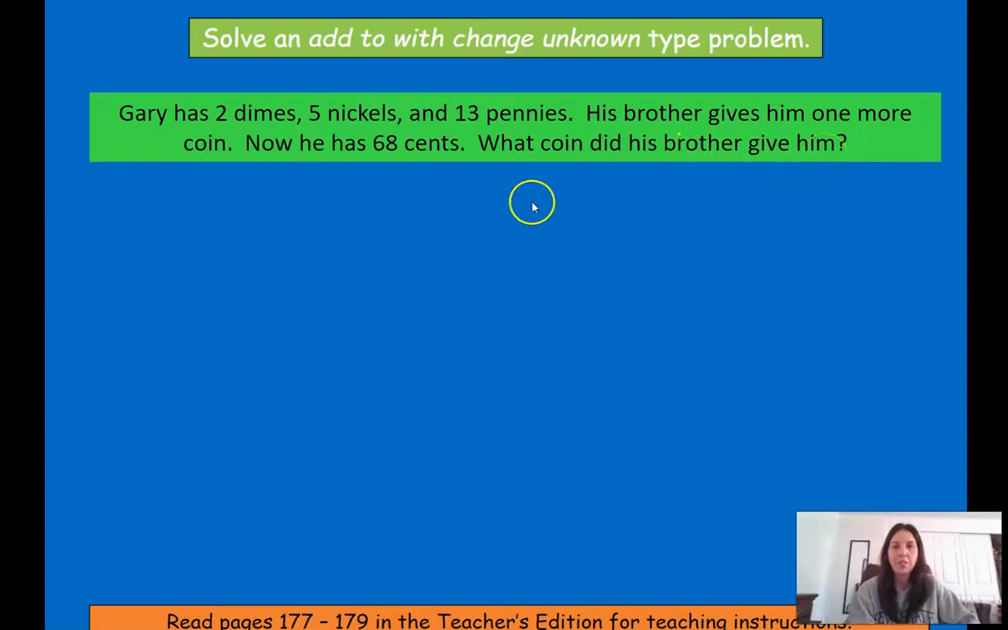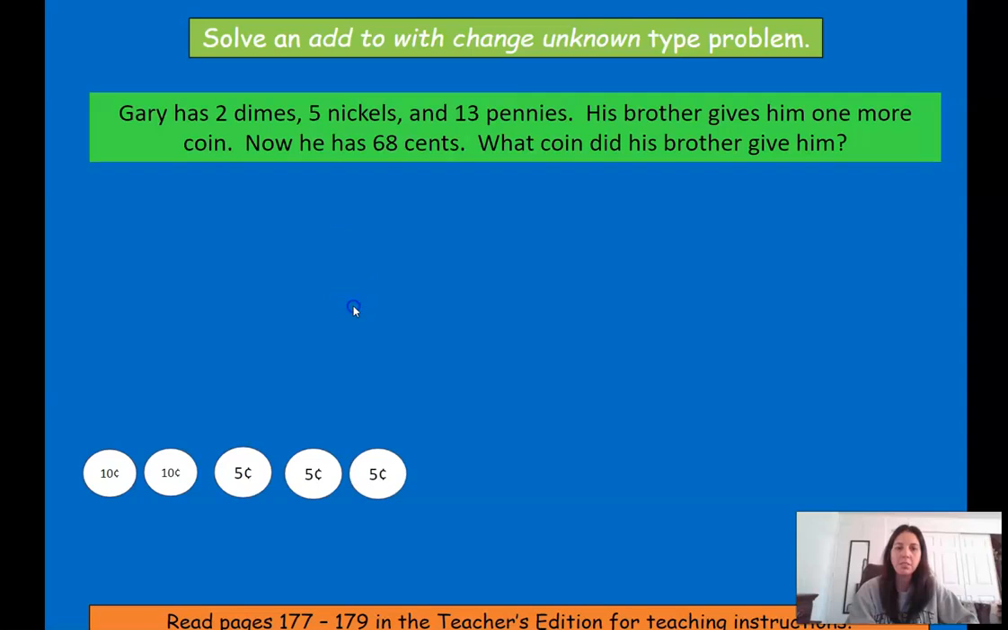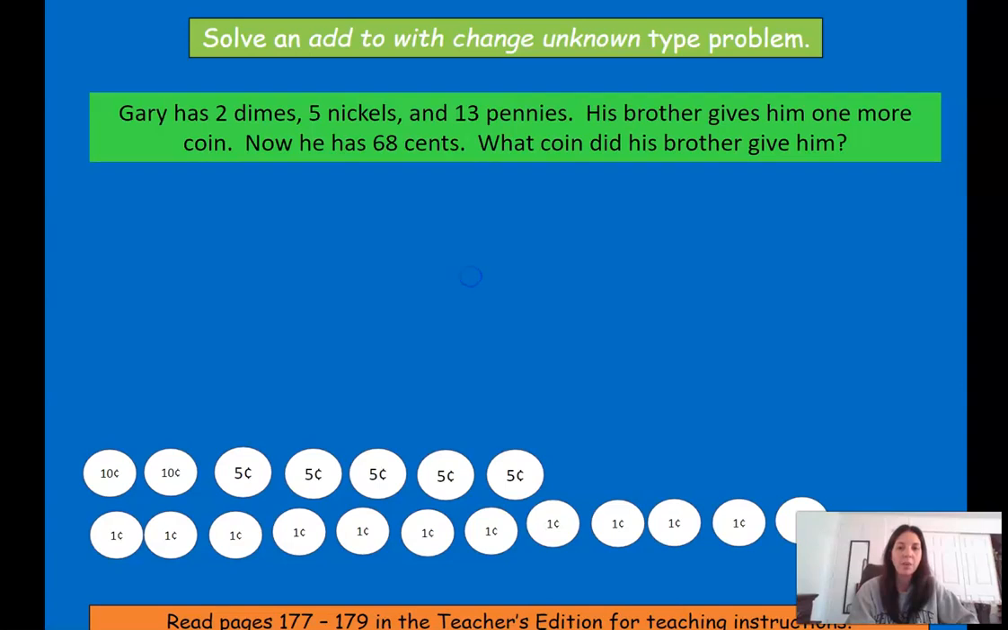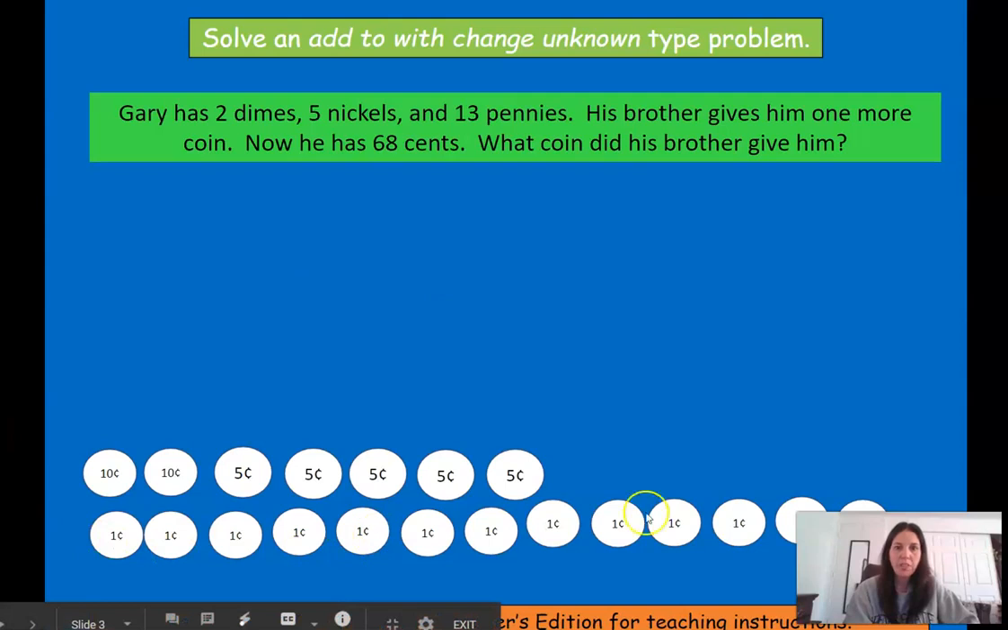So the first thing we have to do is we can draw a picture to show what information we have. So we know that we have 2 dimes. So here's our 2 dimes. We know that we have 5 nickels. And we know that we have 13 pennies, which is the same as 3 cents, 4, 5, 6, 7, 8, 9, 10, 11, 12, 13. Okay, so 13 cents. So this is how much money Gary has.